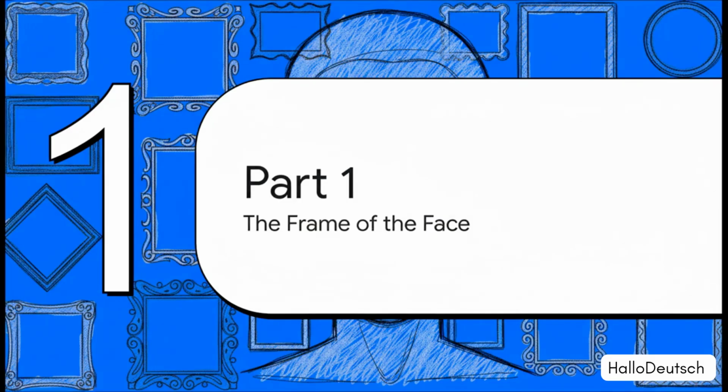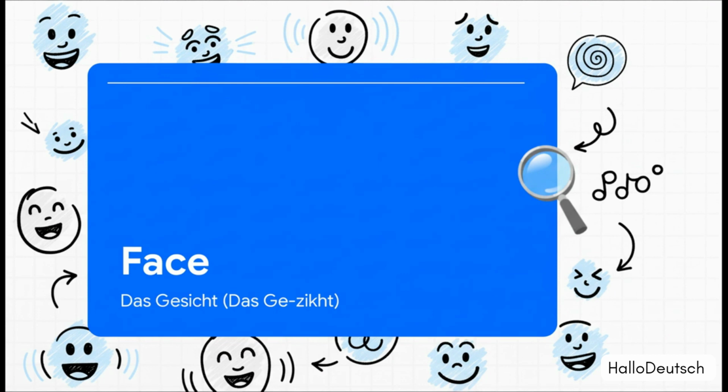First things first, every good picture needs a frame, right? So we're going to start with the largest parts, the ones that give the face its basic shape and structure. And of course, we have to start with the face itself. In German, it's das Gesicht. Now listen to that pronunciation, das Gesicht. That chi sound is a soft one, kind of from the back of your throat. Give it a try with me.